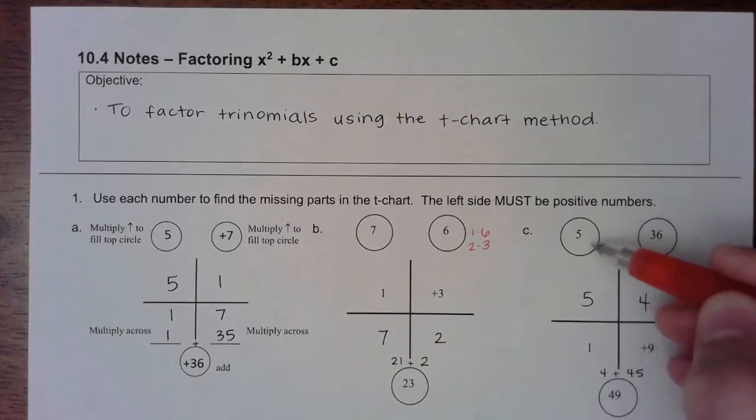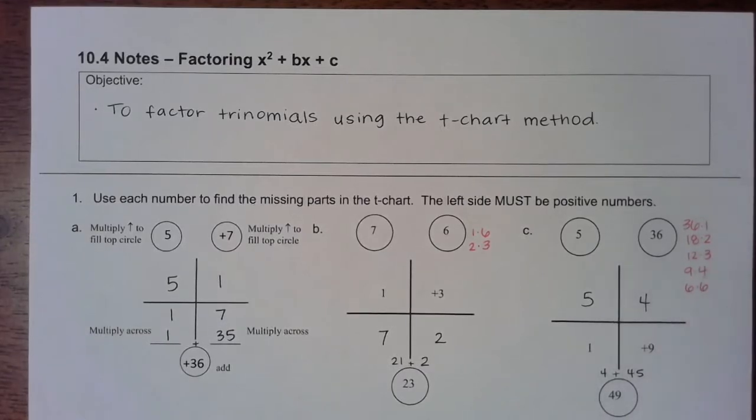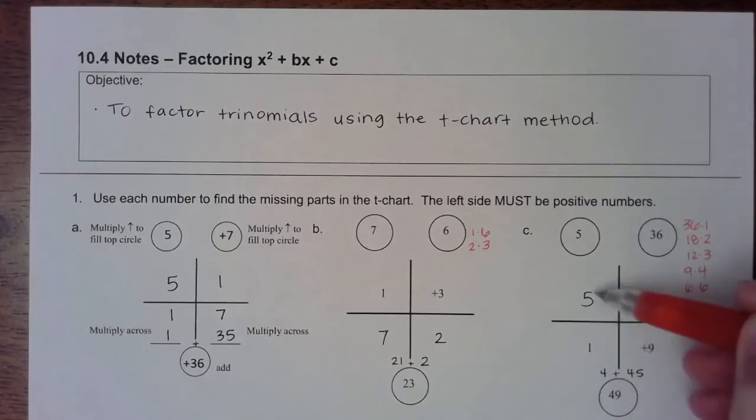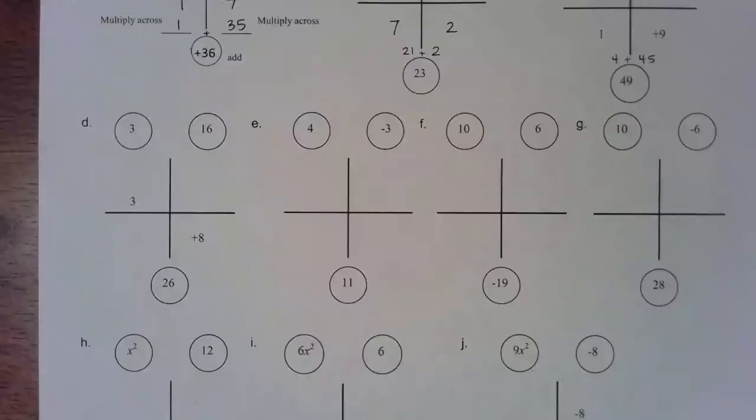There's only one way to get a 5, but to get a 36, there's a bunch of different ways. So 36 and 1, 18 and 2, what else gives you 36? 12 and 3, 9 and 4, 6 and 6. There's lots of different ways that you can get the number 36, but the only way that you can get 49 in the bottom is 4 times 1 is 4, 5 times 9 is 45, and then 4 plus 45 gives you 49. So it's not necessarily the numbers on the top that you have to be the most careful about. Oh, you have to be careful about them all, but it's the number on the bottom.